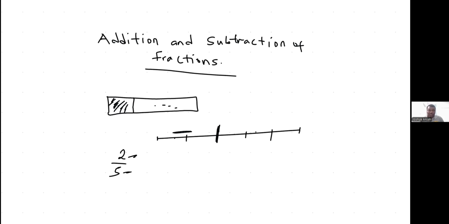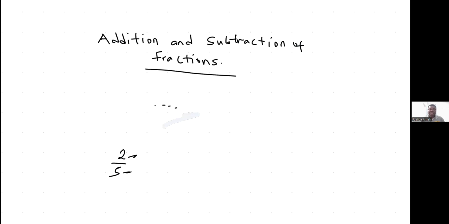So for today, what we are going to look at is how do we add and then subtract fractions. If you have two fractions, how are you going to add them? How are you going to subtract them? There are two types. Some fractions are going to have the same denominators, and others may have different denominators. So we'll look at both of them.